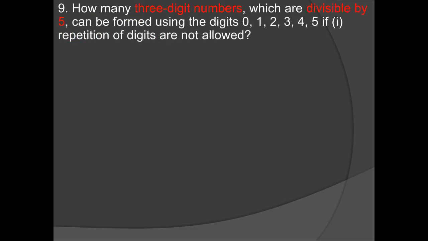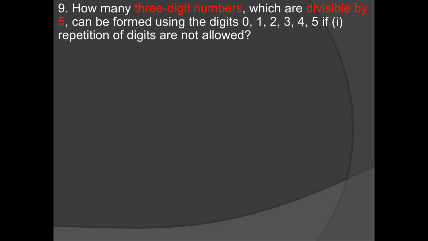Sum number 9: How many 3-digit numbers which are divisible by 5 can be formed using the digits 0, 1, 2, 3, 4, 5 if repetition of digits is not allowed? Now, totally how many digits are there?